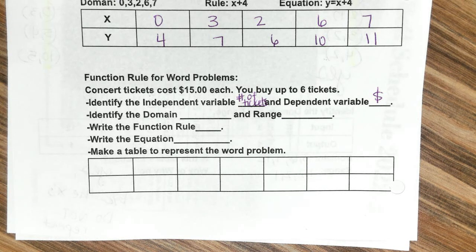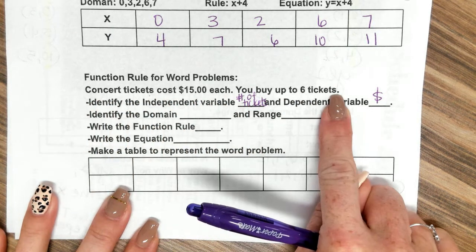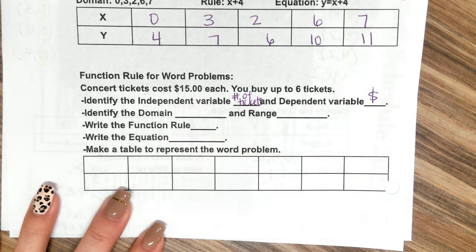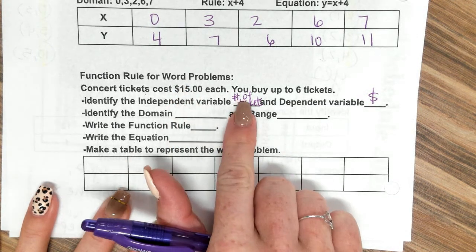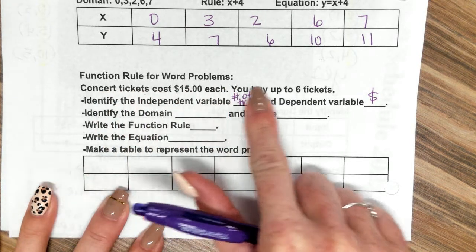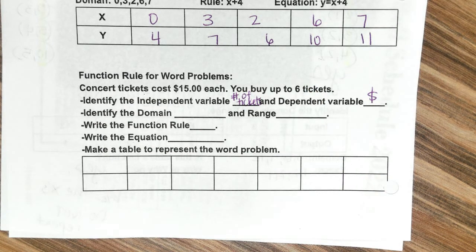Identify the domain. Now read this thing really carefully. First of all, what is the domain? Independent or dependent? Independent. Okay, so it has to be this right here, yes? Domain has to be this. Now, read this part to yourself. Identify the domain. What do you think I should write?